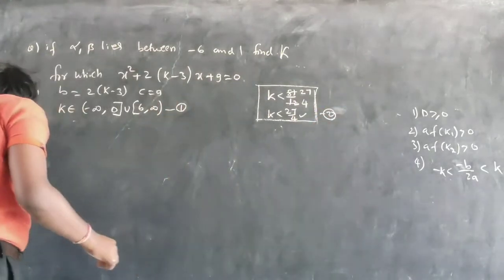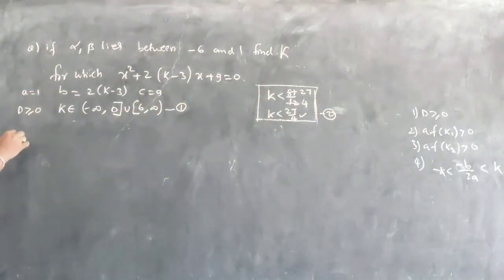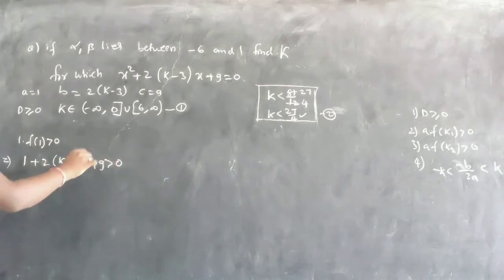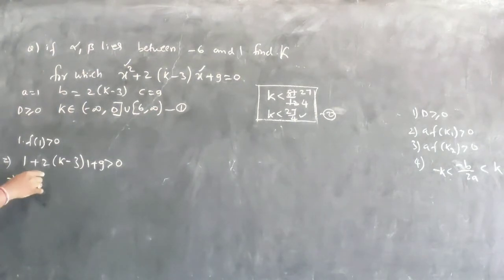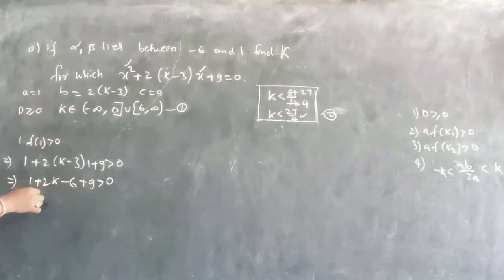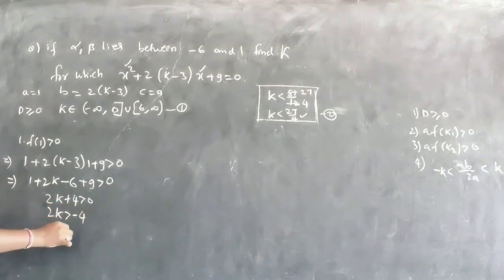Now what I got here is a into f of k, that is a, which is 1, into f of 1 is greater than 0. If you apply f of 1 there: 1 square is 1 plus 2 into (k minus 3) times 1 plus 9. I am substituting x as 1. So I get 1 plus 2k minus 6 plus 9 greater than 0. Here 9 plus 1 is 10, and 10 minus 6 is plus 4. So 2k plus 4 greater than 0, that is 2k is greater than minus 4, so k is greater than minus 2.